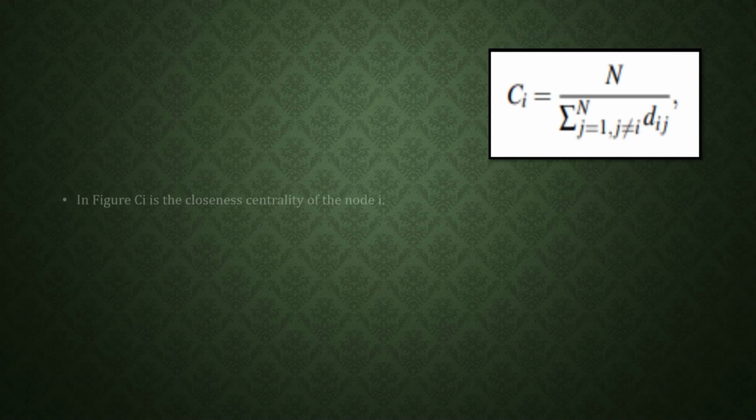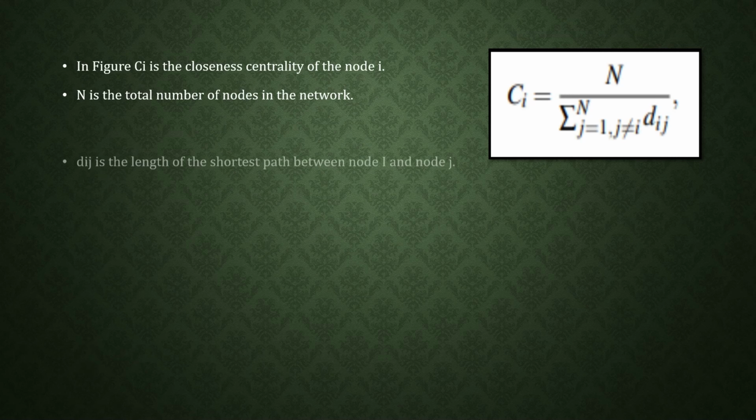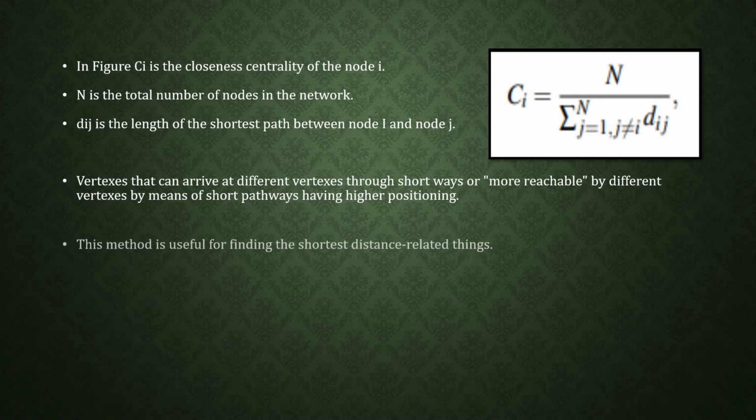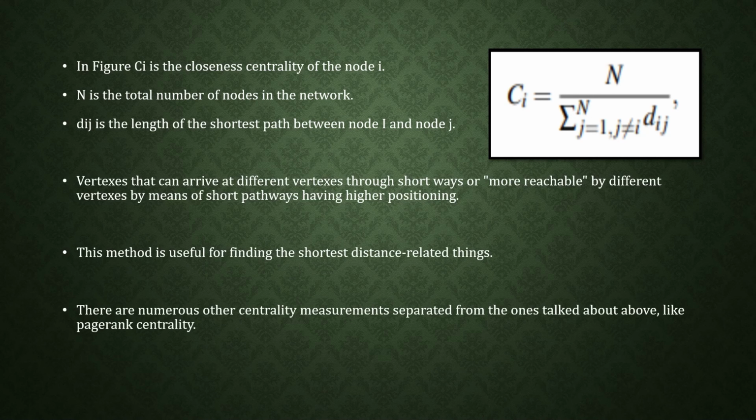In the formula, Ci is the closeness centrality of the node i. N is the total number of nodes in the network. Dij is the length of the shortest path between node i and node j. Vertices that can reach other vertices through short paths, or are more reachable by other vertices via short paths, have a higher ranking. This method is useful for finding shortest-distance related things. There are numerous other centrality measurements apart from the ones discussed above, like PageRank centrality.